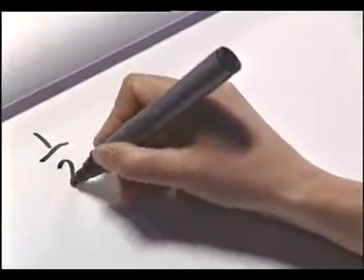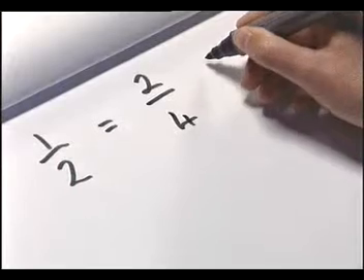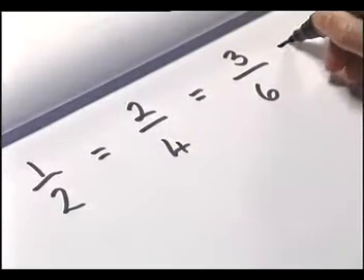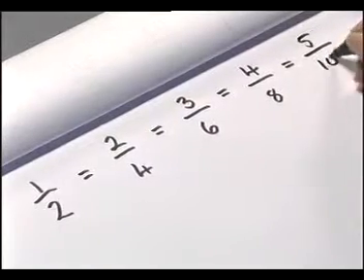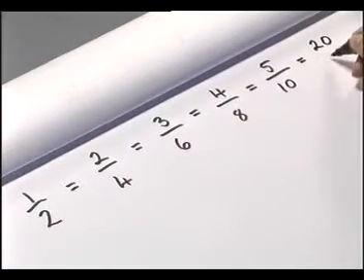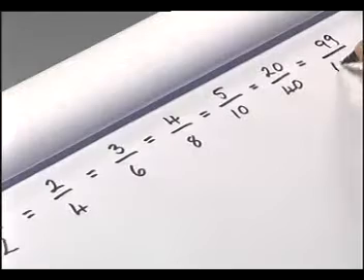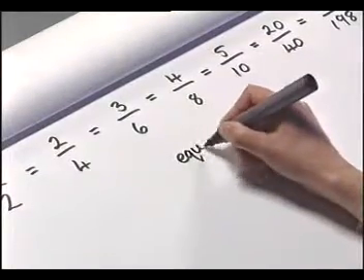Let's look more closely at our fraction a half. Now, we've already seen that a half is exactly the same as 2/4, and it's exactly the same as 3/6. Well, it's also the same as 4/8, 5/10, 20/40, 99/198, and so on. We could go on. And what we have here is actually equivalent fractions.